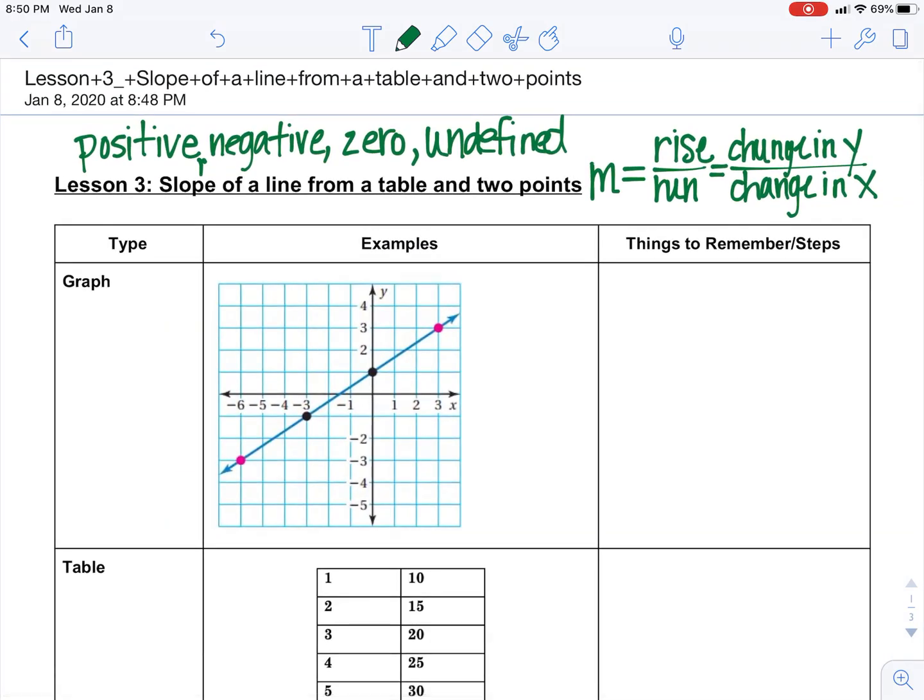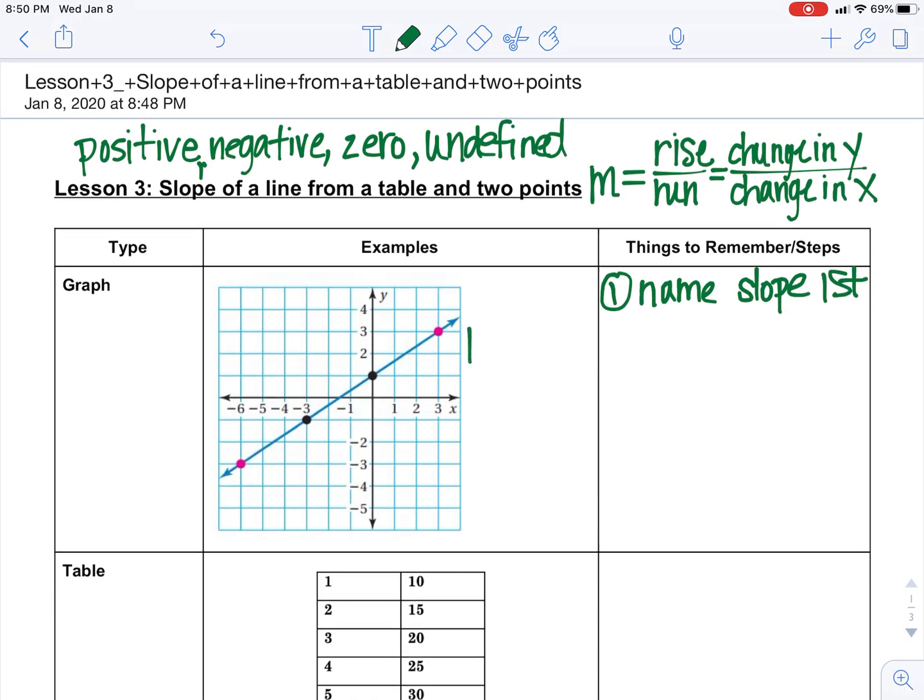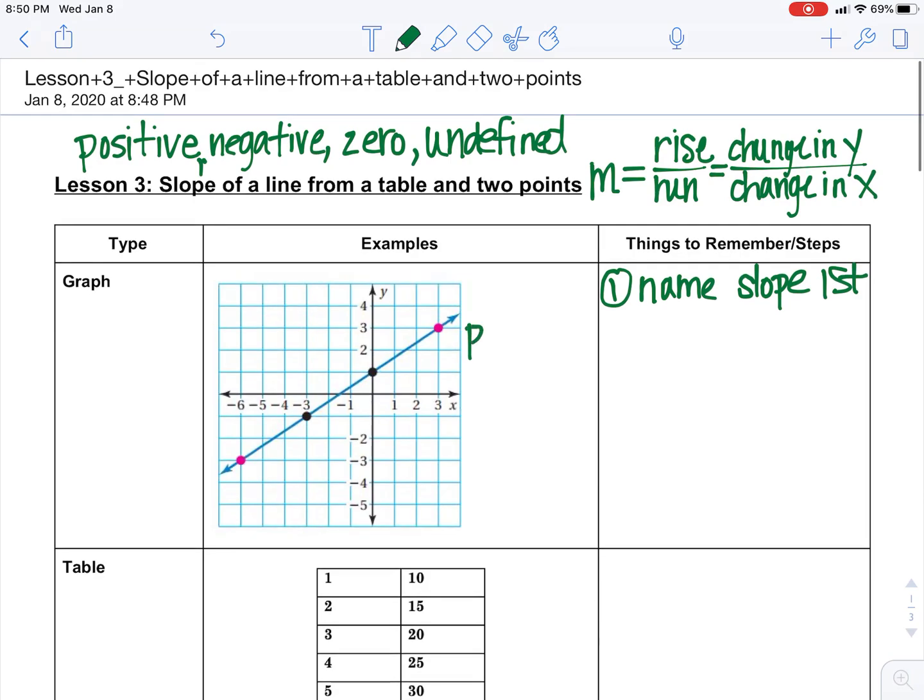All right, so the first one's a graph, just like yesterday. Remember, you make the triangle, we determine the type of slope it is first. So steps to remember is name the slope first. So in this one, from left to right, when we look at the graph, it's going up in a positive direction. So we're going to label positive.